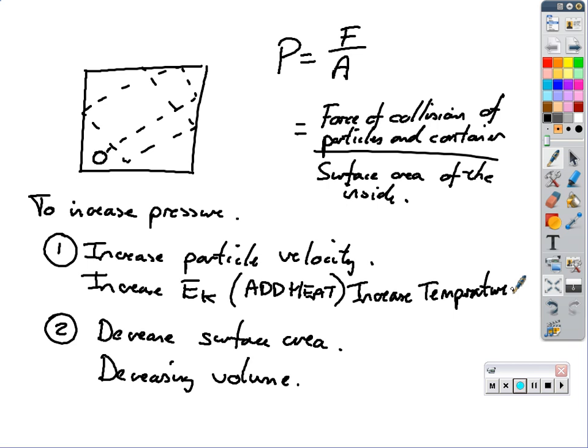Now, this is like a step-by-step process for how we're going to increase this pressure. Are we changing the volume, or are we changing the kinetic energy that the particles have? And it's all about making sure they collide with the inside of the container as much as possible. The more force that they apply to the inside of the container, with a fixed surface area, the more the pressure increases.